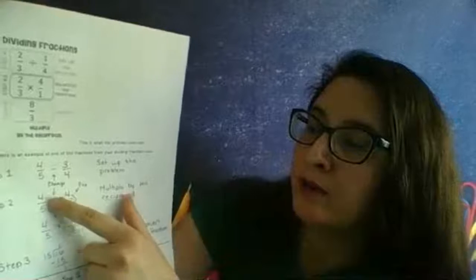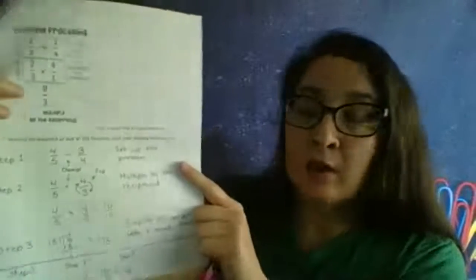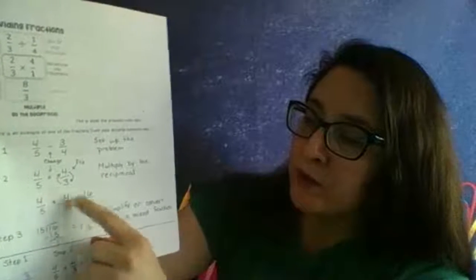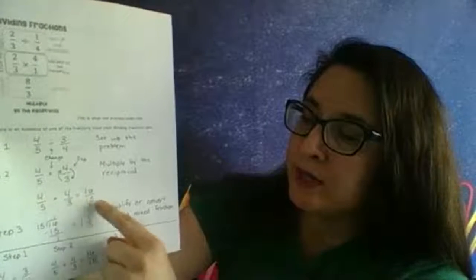So with the very first one, our start. Step 1, we have 4/5 divided by 3/4. I set up the problem. Number 2, I multiplied by the reciprocal. So I have 4/5 times 4/3. After I flipped it, it was 4/3. Now I'm going to go ahead and multiply like regular. So 4 times 4 is 16. 5 times 3 is 15.